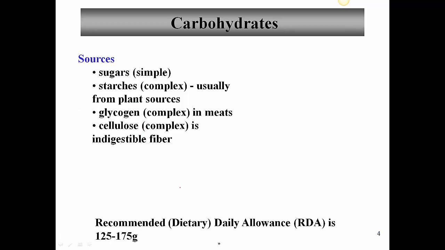Now, the recommended daily allowance, as you see on the bottom, for carbohydrates is about 125 to 175 grams per day. Now, the recommended dietary or daily allowance is a number that's established by our government just as a general guide to the minimum amount of something that will ensure good health. Although we can criticize our government for a lot of things, we really have to give them credit where credit is due here.